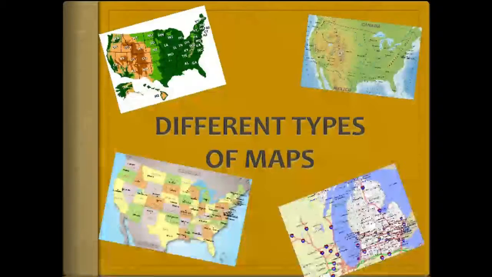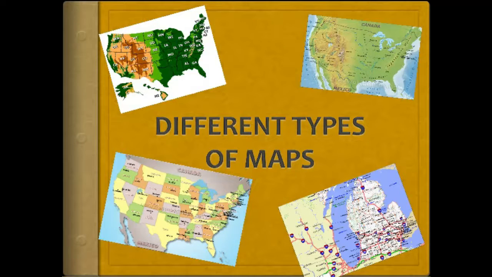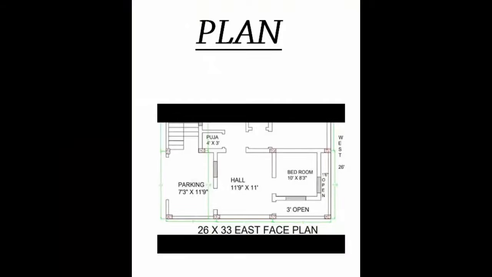Now we come to types of maps. Maps can be classified into the following types. The first one, plans. Plans are a set of two-dimensional diagrams or drawings used to describe a place or an object. They are drawn on printed paper and are often used for technical purposes, as in architecture, engineering or planning. They represent 3D objects on a 2D plane.